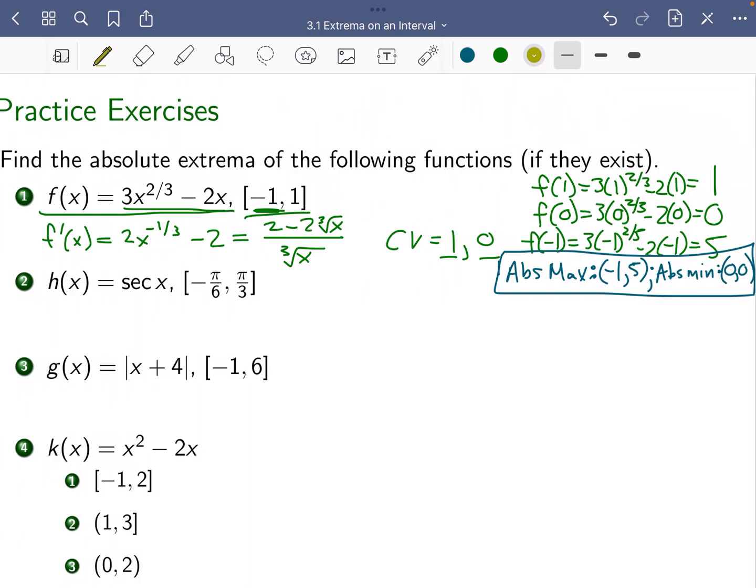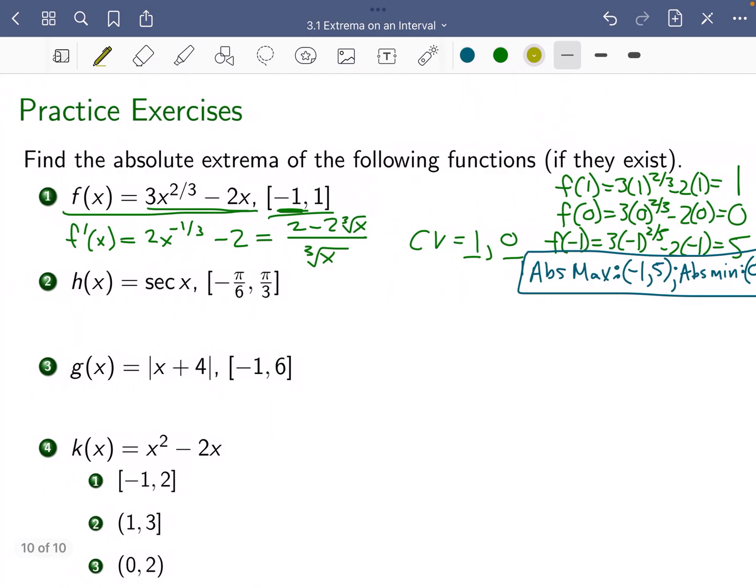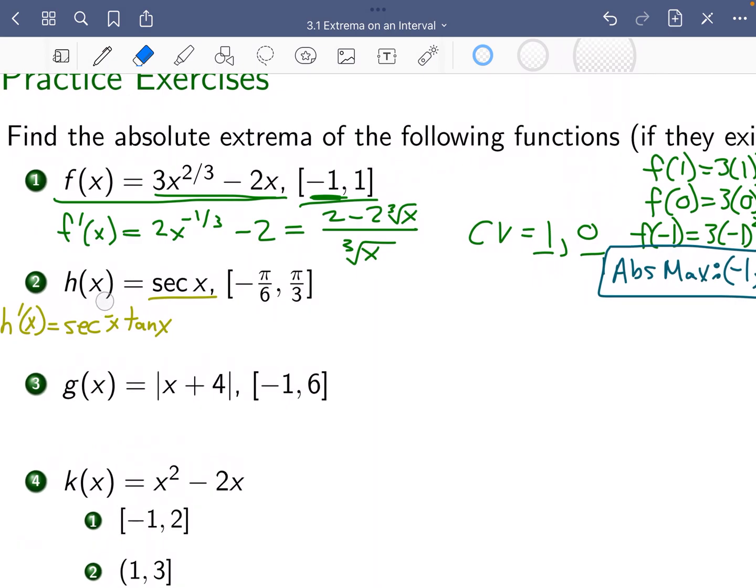All right, let's look at our second example. Here we have h of x is equal to secant of x. So let's first find the critical numbers. h prime of x. The derivative of secant is secant x tangent x. So just secant x tangent x. I don't know why I put secant squared there.